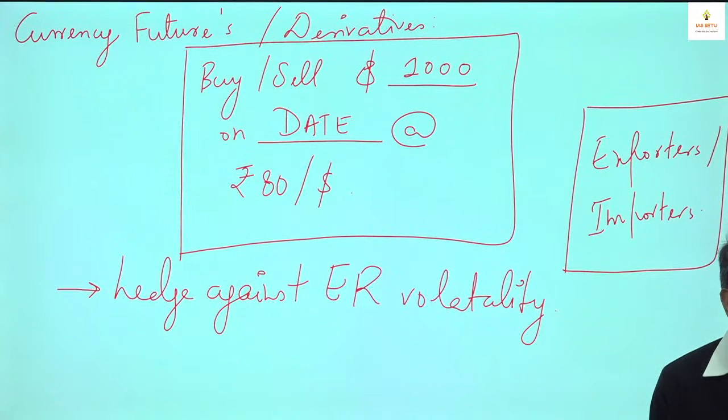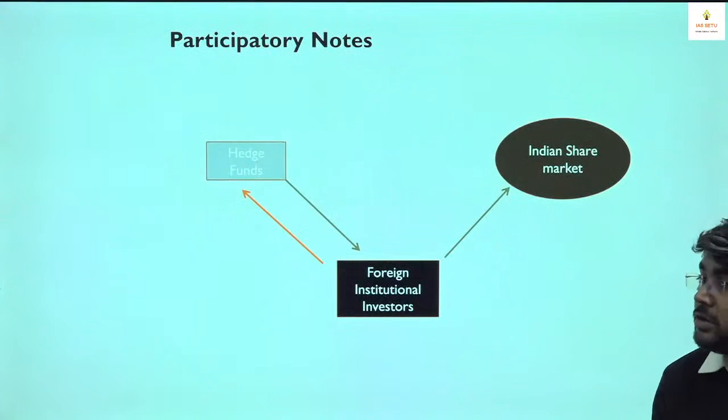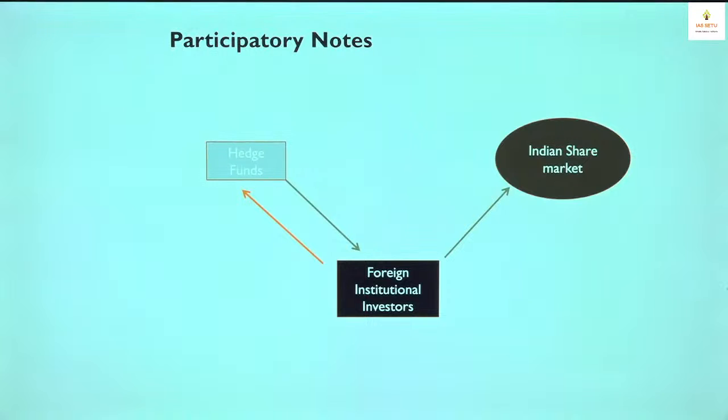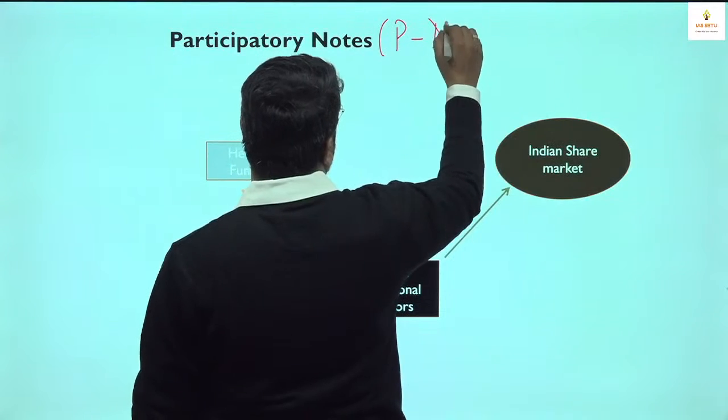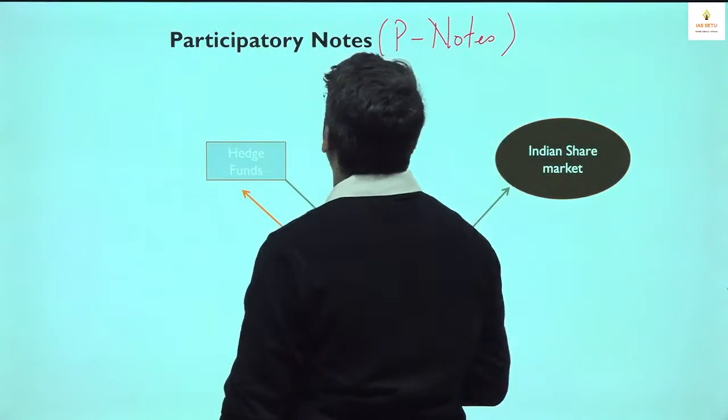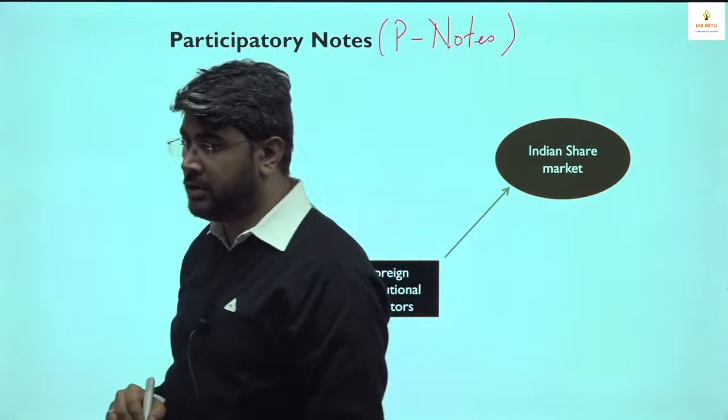So I have majorly told you whatever derivative instruments are there. Next, let me take you to a derivative instrument only. But that derivative instrument is very much in play when it comes to foreign investors investing in Indian share markets, or any foreign investors investing into share markets of another country, right? So UPSC has already asked a question on this. This is called participatory notes, also referred to as P notes. Participatory notes or P notes.